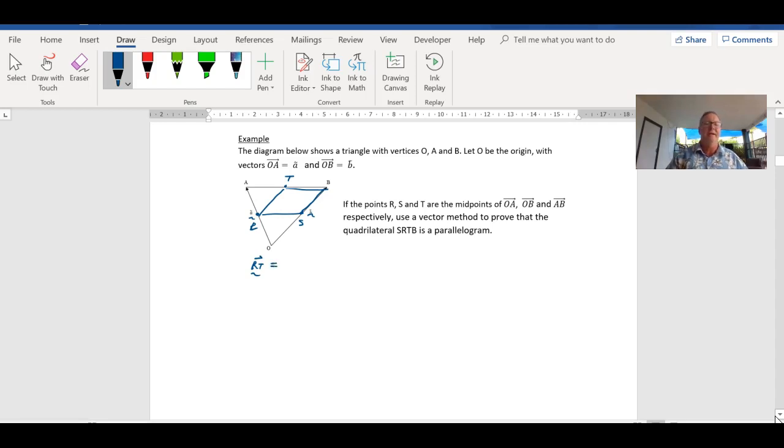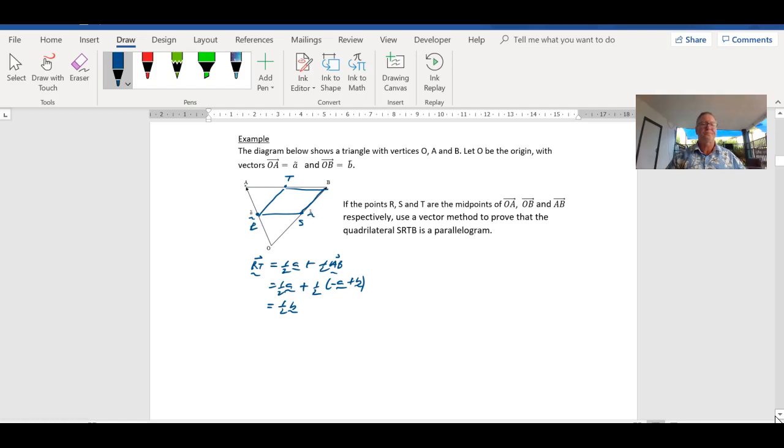Okay, RT, how do I go? Well, starting at R and going up to T, I would travel halfway along OA, which is a half of A. That would put me at A. Then to get from A to T, I would go halfway across AB. So I'll have to look at what AB is. Starting at A, getting to B, I'd go in the negative A direction, and then add B to that. Altogether, that would give me a half A plus negative half A plus half B. It would just give me half B.